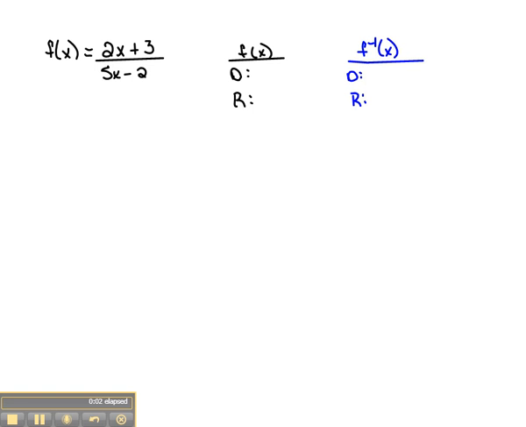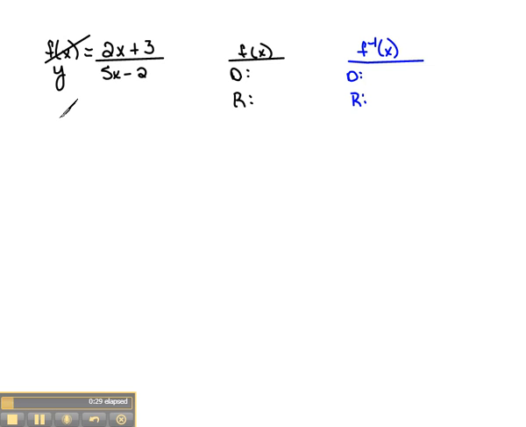Alright, here's our question. If we've got this function, f of x equals (2x plus 3) over (5x minus 2), we're supposed to first of all find the inverse of this. Well, in order to find the inverse, we have to switch the x's and the y's places. So if we rewrite f of x as just a plain old y, it makes it so much easier to see where the x is and where the y is.